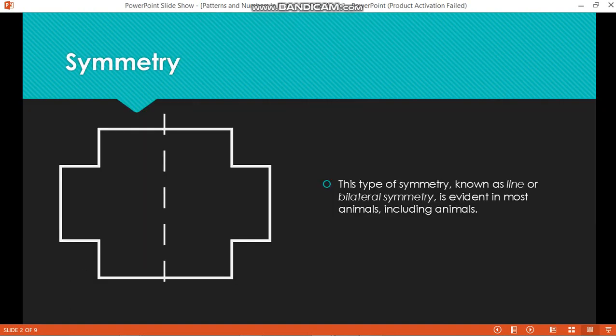Alright, this one, we have this word symmetry. When we talk about symmetry, if you draw and then draw lines from the center, from the top center to the bottom center, the left and the right side should be equal. They are symmetric. Now, in this figure here, this type of symmetry, known as line or bilateral symmetry, is evident in most animals, including humans.